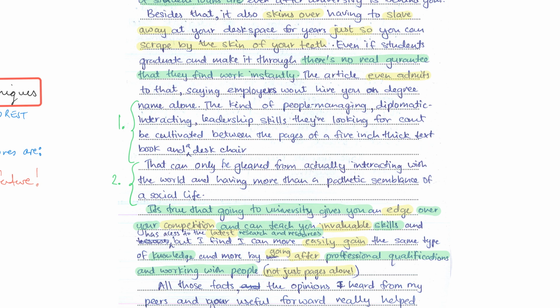Hey, I'm not saying I agree here. I'm saying that this student has really brought this idea brilliantly to life. So that's a grade 9 turn of phrase, grade 9 contrast, grade 9 metaphor all in one. And then she goes on to do the same here. That can only be gleaned from actually interacting with the world and having more than a pathetic semblance of a social life. So it doesn't have another metaphor in it, but why should it? It's just had one there. But it's got that brilliant contrast.